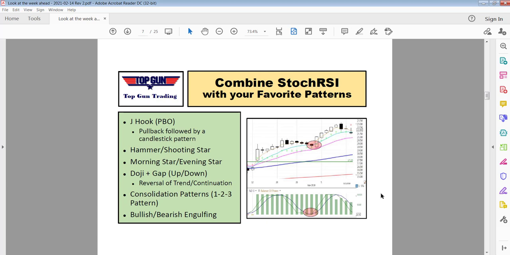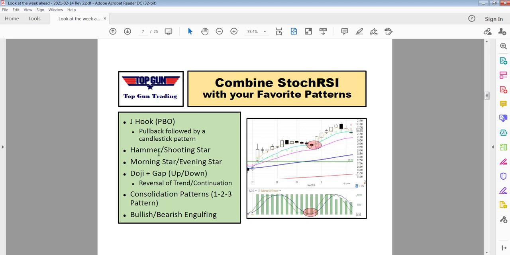All right. Combining with my favorite pattern, the J-hook, or pullback opportunity, it's basically a move up, a pullback, and in this case, it's followed by a bullish engulf move higher with stochastics RSI curling up from the bottom. This is a high probability setup. I've got a candlestick pattern set up with a crunch down onto the 8 exponential moving average, no lower than the 17. Then it starts to have a bullish candle, and the stochastics RSI is pulling upwards.